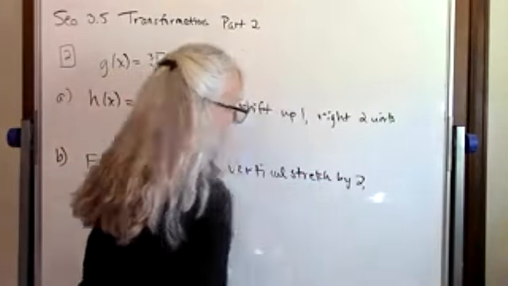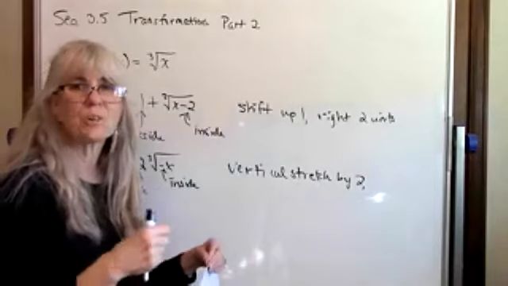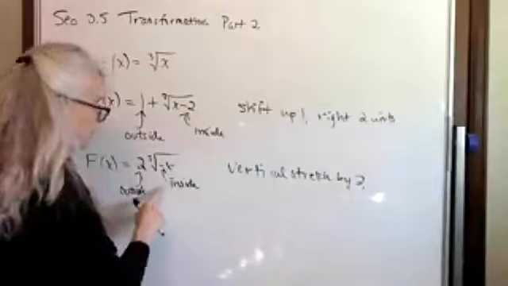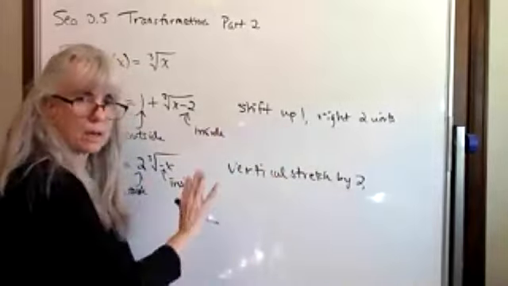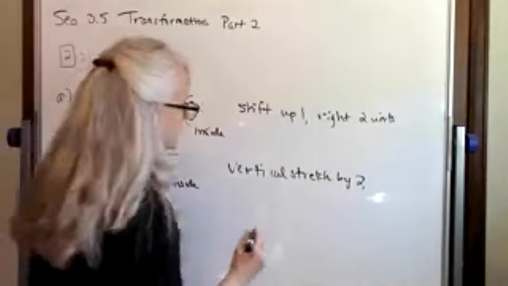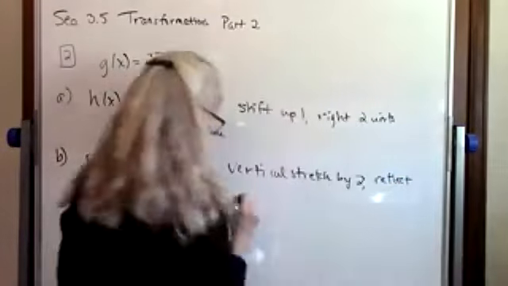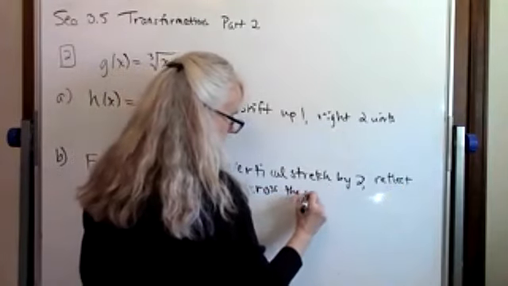The negative on the inside, well, negatives attached to x's, or negatives that are multiplied, are reflections. So in this case, we're going to reflect. What we're going to do is change the signs on the x's, so positive x's become negative and negative x's become positive. That's a reflection across the y-axis. So we're going to reflect over the y-axis.